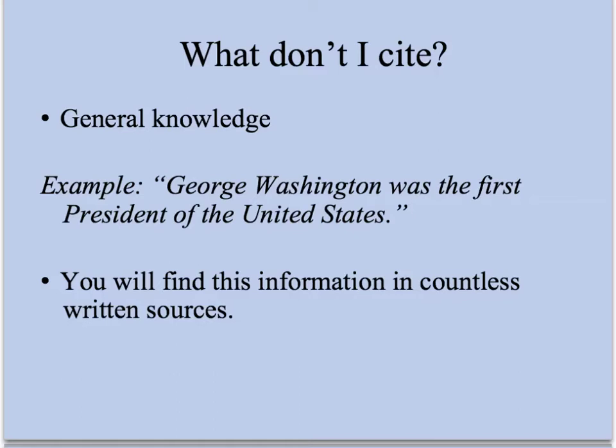It's also important to think about what you don't cite in a research paper. A research paper should never be simply a string of cited sentences or paraphrases or summaries. That's really not a research paper. That's just an accumulation of other people's ideas. So there are really two things that you don't need to cite in your own research paper.